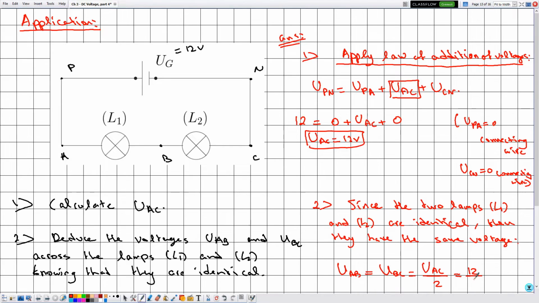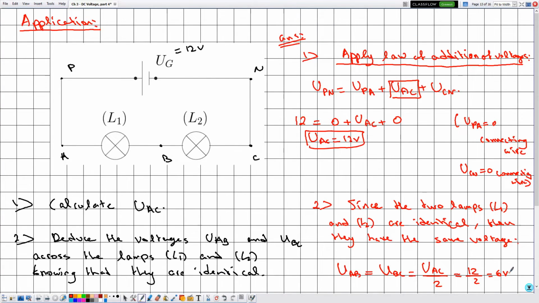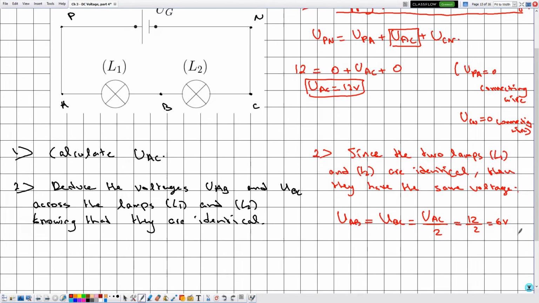So it's 12 divided by 2, which gives us 6. Now because 12 is expressed in the SI, which is volts, then 6 will be expressed in the SI, which is volts. Then in this case, UAB is equal to 6 volts, and UBC is equal to 6 volts.